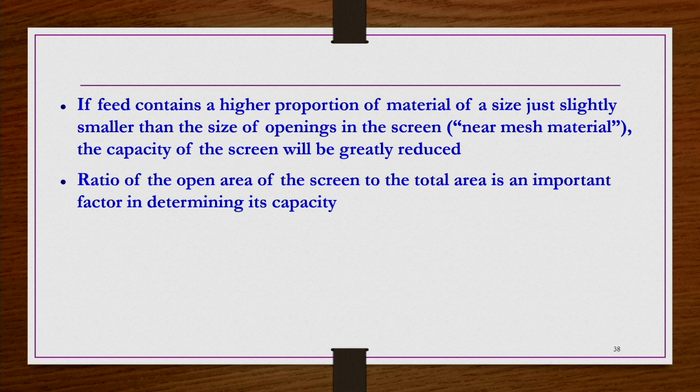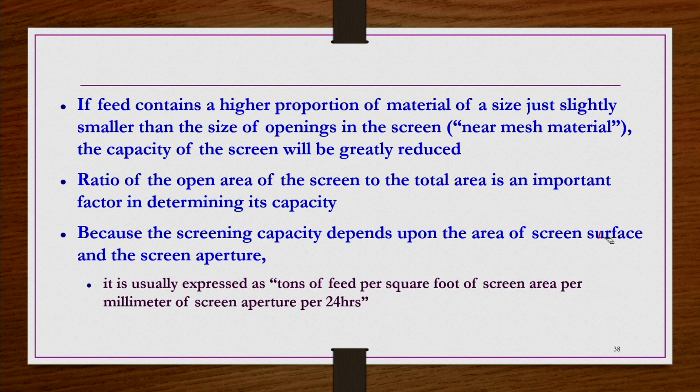The ratio of the open area of the screen to the total area is an important factor in determining its capacity. So, the individual square apertures, those square aperture areas, make up the effective area out of the total area of the screen. Whatever that ratio of open area of the screen to the total area is, it is also going to determine its capacity.